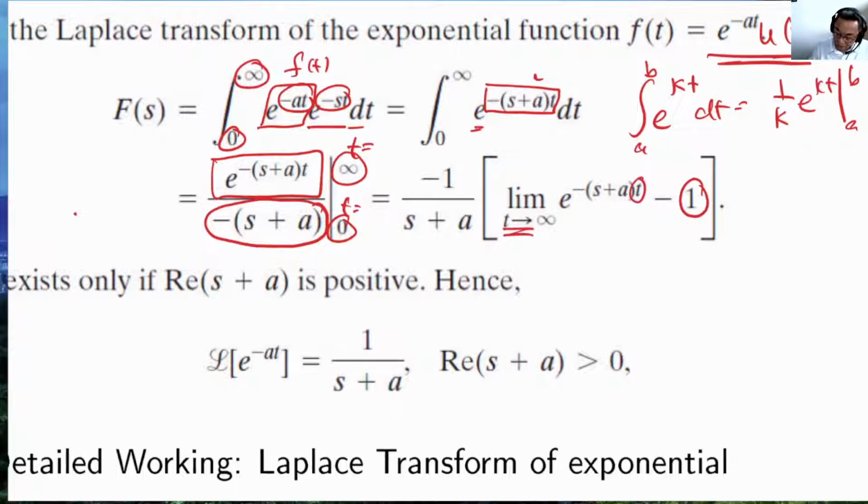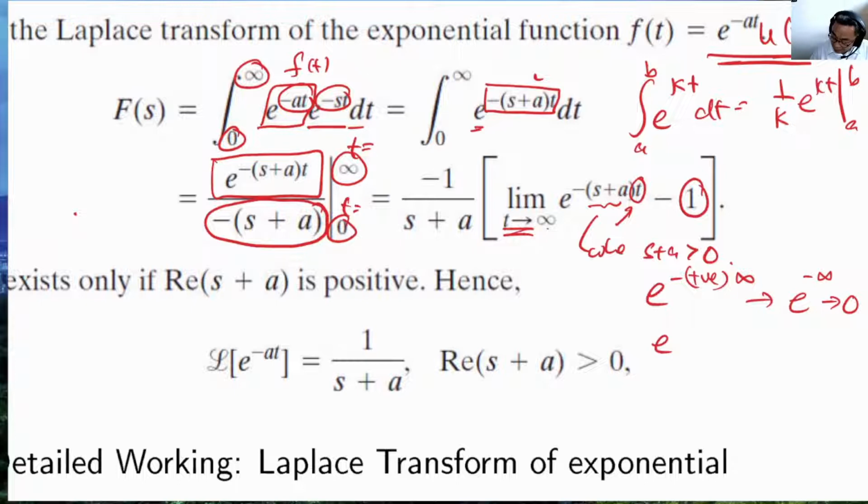Now, something interesting happens when t equals infinity. When s plus a is greater than 0, e to the minus some positive number times infinity is a very negative number, and this is 0. So we like that to happen, because when that happens, our F(s) will converge.